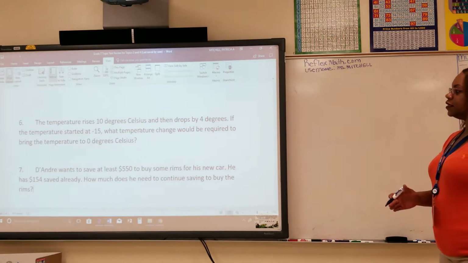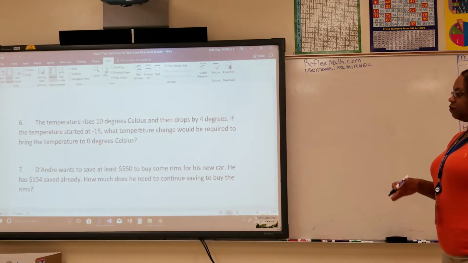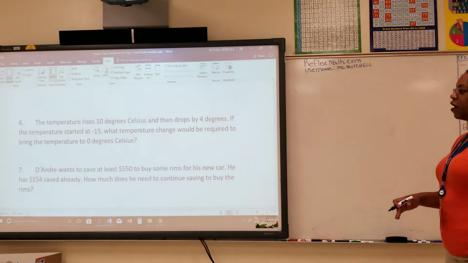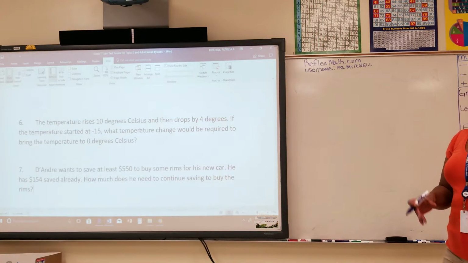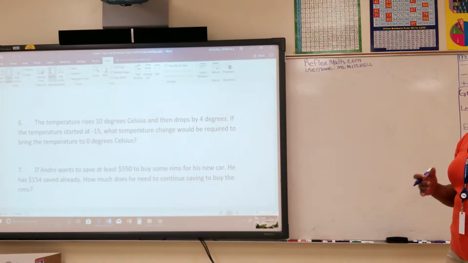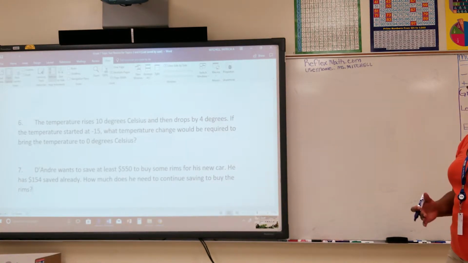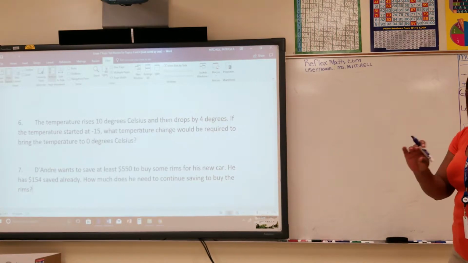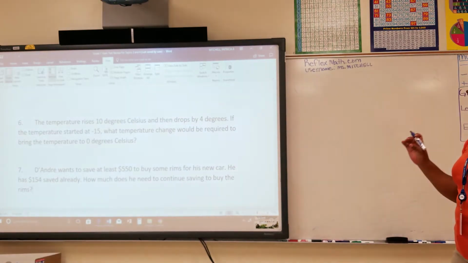The temperature rises 10 degrees Celsius and then drops by 4 degrees. If the temperature started at -15, what temperature change would be required to bring the temperature to 0 degrees Celsius? Listen, always read word problems over and over again until you understand what they want you to do. Okay? So, if I were you, I would set it up into an equation.